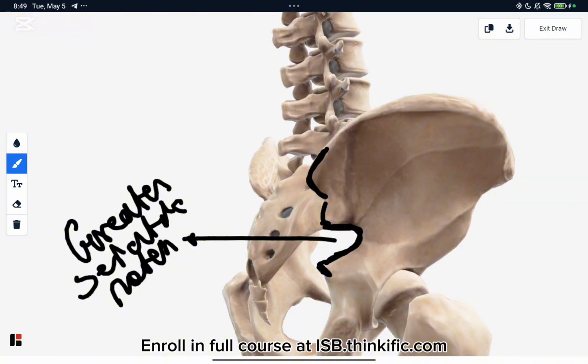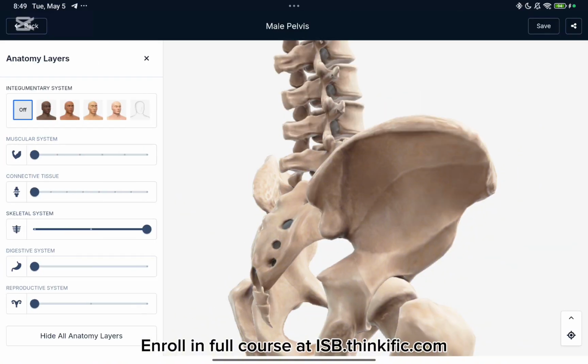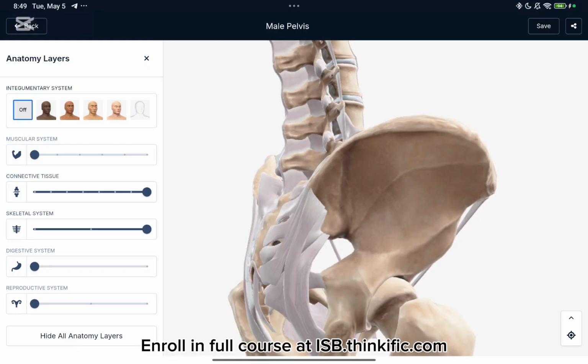Under the spine of the ischium, there is a less pronounced notch, right? It's called the lesser sciatic notch. These notches become foramina when they are enclosed by ligaments. Let's see that now. Let's bring the ligaments into view.